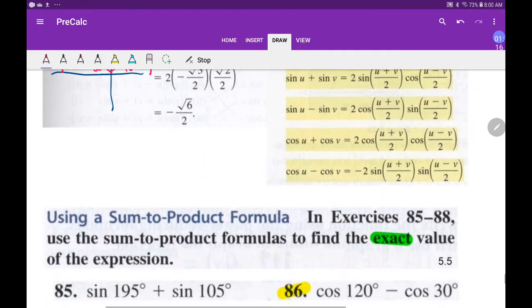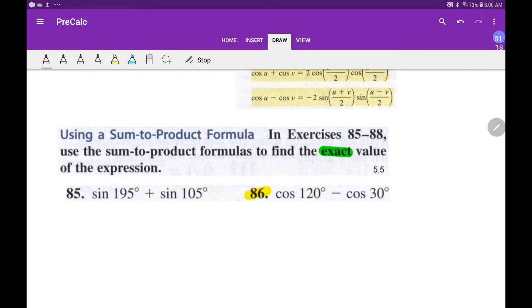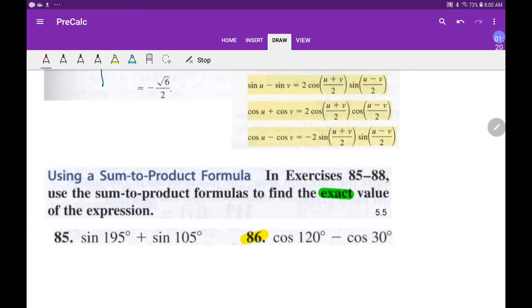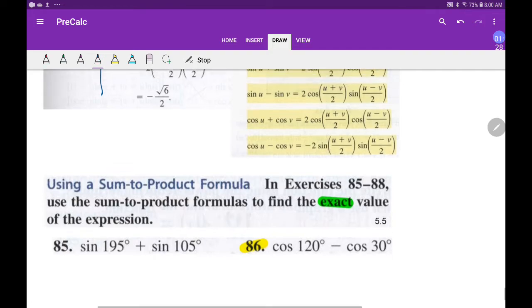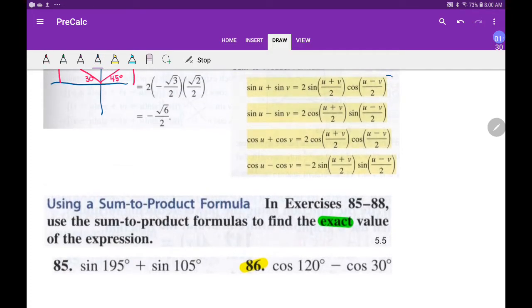All right, so we're going to do that down here, and we're going to say the sine of 195 plus the sine of 105. And so we look up there at this formula. We're going to use this. I don't expect you to remember this formula. It's a little much. Although there are certain things you can see about sine and cosine and the way they act.